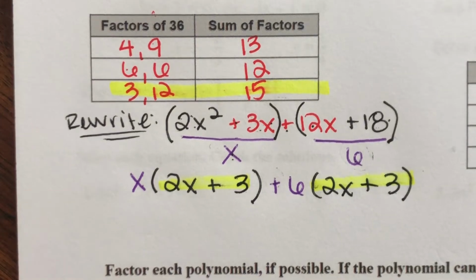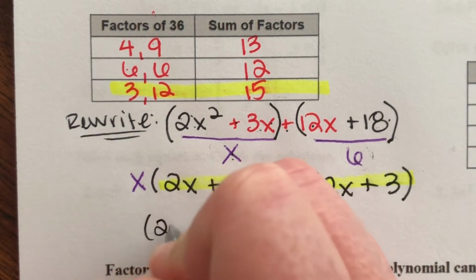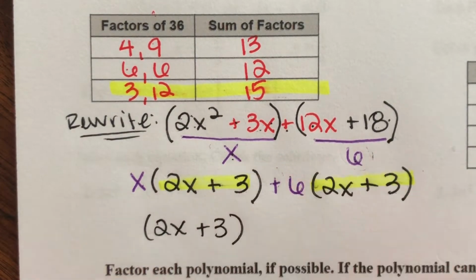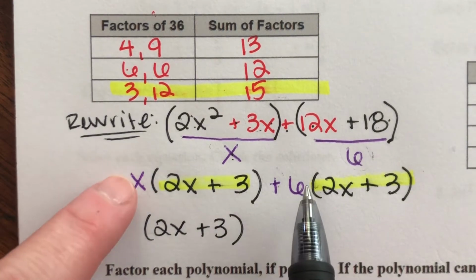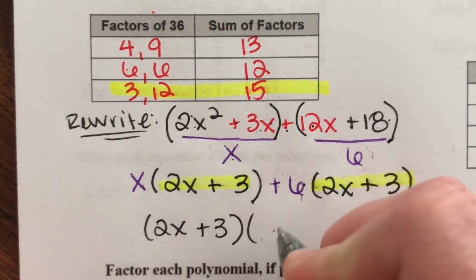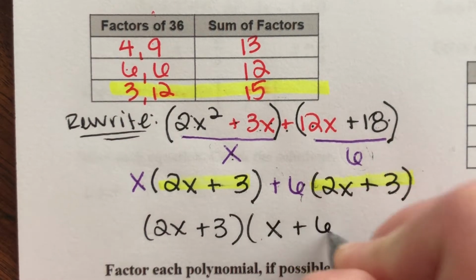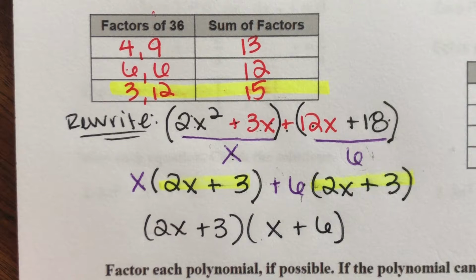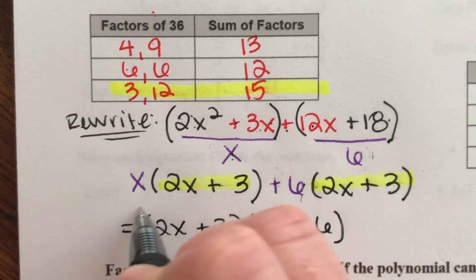We're going to write that in front. So I'm going to write 2x plus 3 times, and then I'm going to pull out the two leading coefficients and put them together. X plus 6. And I'm done. That's it. That's the final answer.